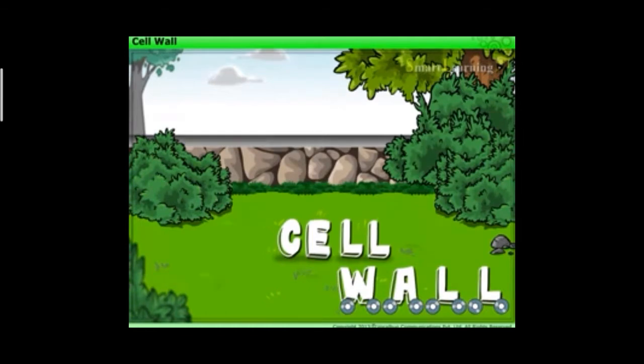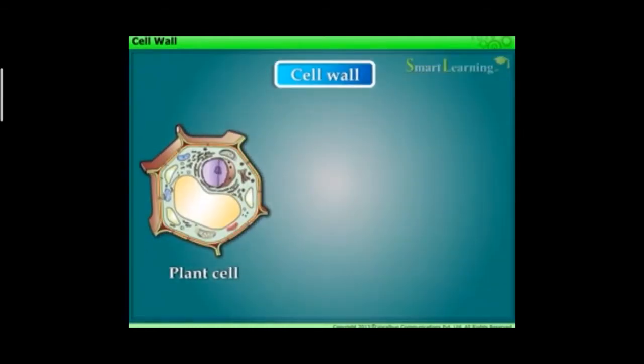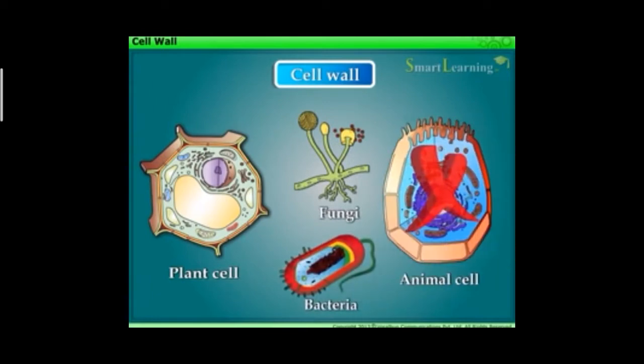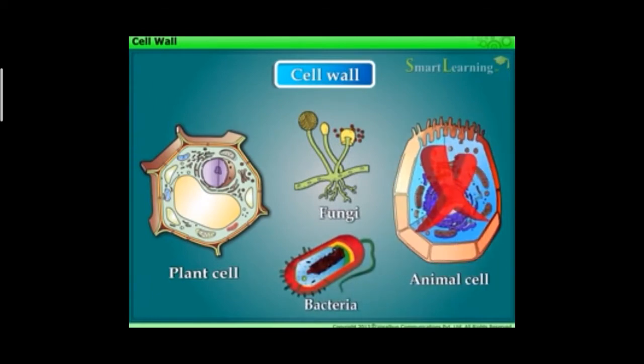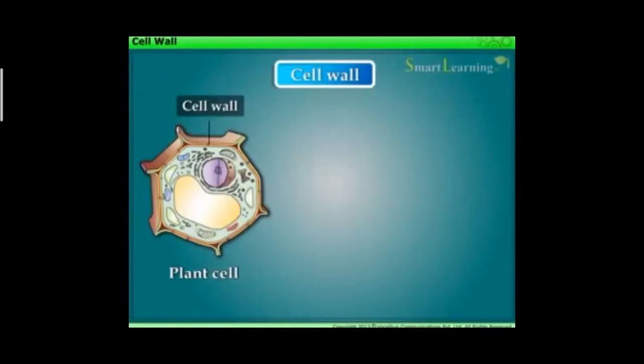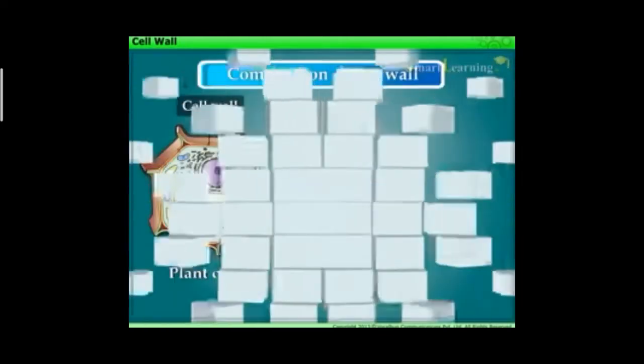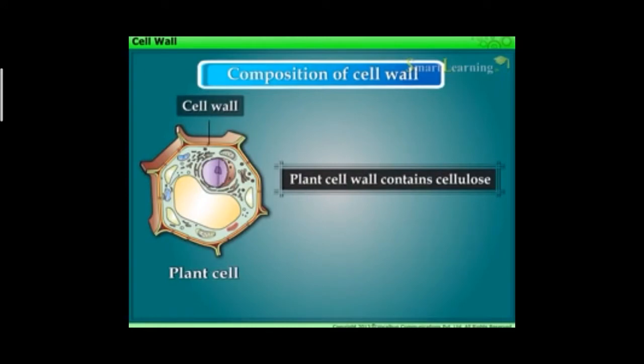Let's learn about cell wall. It is present in plant cell, fungi, bacteria, but absent in animal cell. Cell wall is a tough, rigid layer that surrounds the cell membrane to provide structural support and protection. Plant cell wall contains cellulose. That means cell wall is made up of cellulose in plant cell.